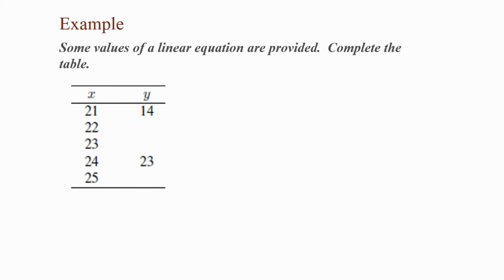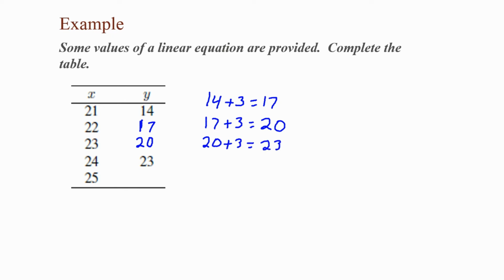So starting with my 14, if I add 3, it's going to give me 17. So my next ordered pair is (22, 17). If I take the 17 and add 3, that's going to give me 20. So my next ordered pair is (23, 20). Double checking my work, 20 plus 3 should give us the next point, which is 23 for our y coordinate. Then taking the 23 and adding 3, I get 26, so my last ordered pair is (25, 26).